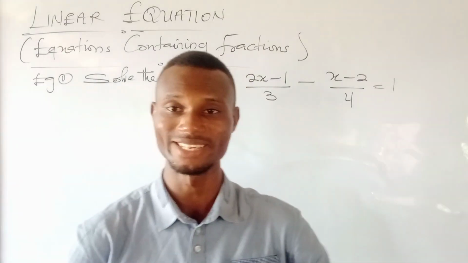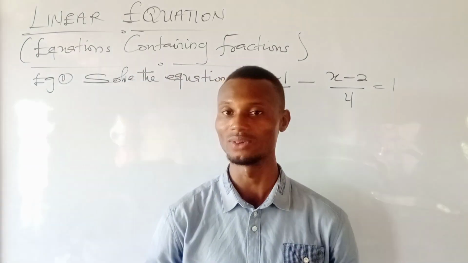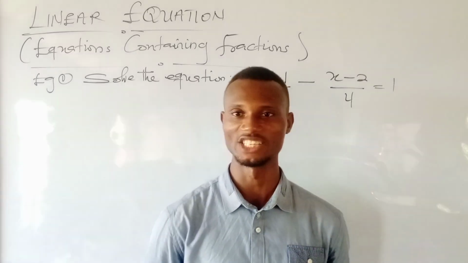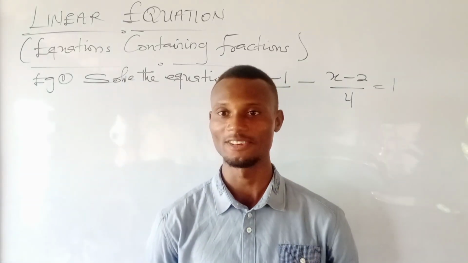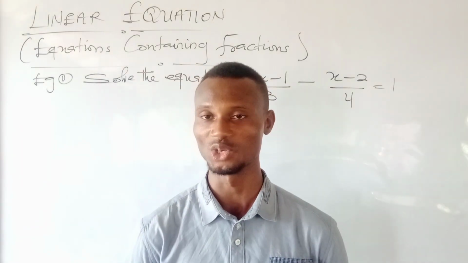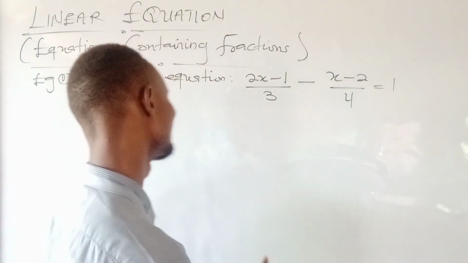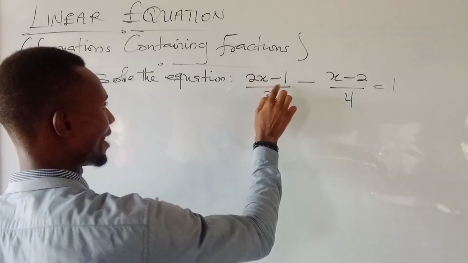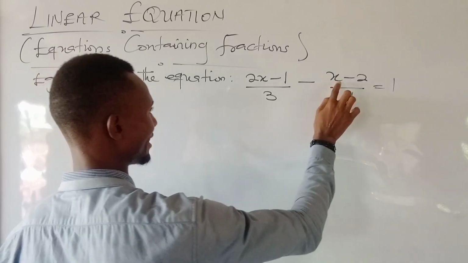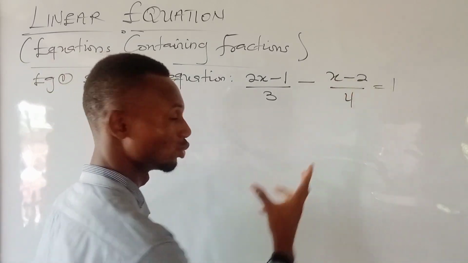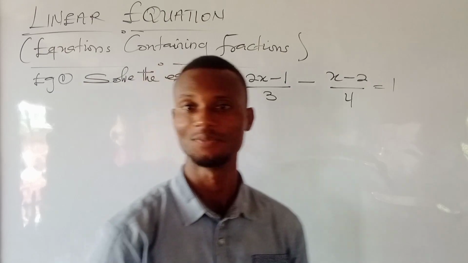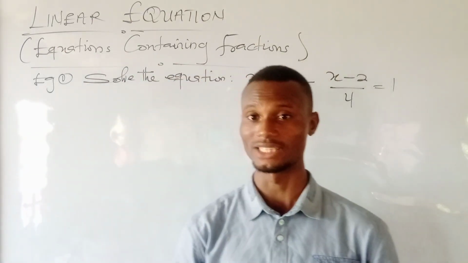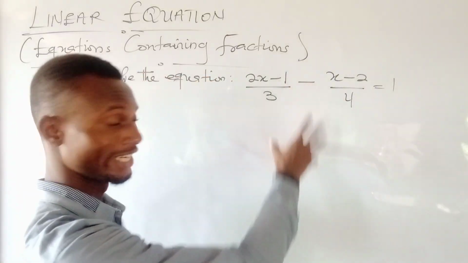In this session we are going to handle equations that contain fractions. As you can see from the board, equations containing fractions. I have an example on the board that I want to solve with you, so let's go ahead and look at it. Example 1 says: solve the equation (2s minus 1) over 3 minus (s minus 2) over 4 equals 1. We are solving for the value of s in this equation. You can see that it's an equation that contains fractions.